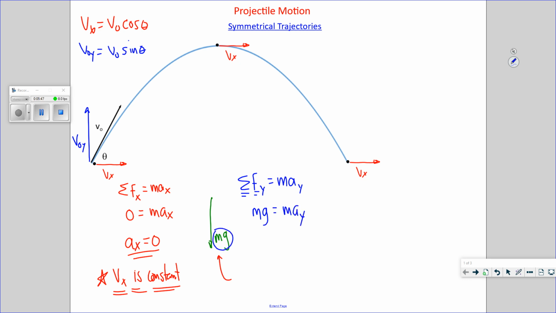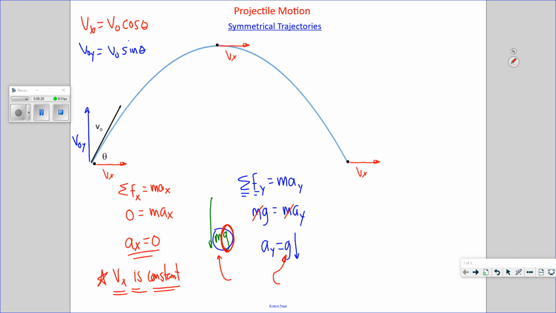So the object is always accelerating downward at a rate of g. Ay is g, downward. Which means that g is two things. G is the strength of Earth's gravitational field near the surface of the Earth, and therefore how fast objects accelerate when they're placed in Earth's gravitational field. Sort of coincidental, sort of not.